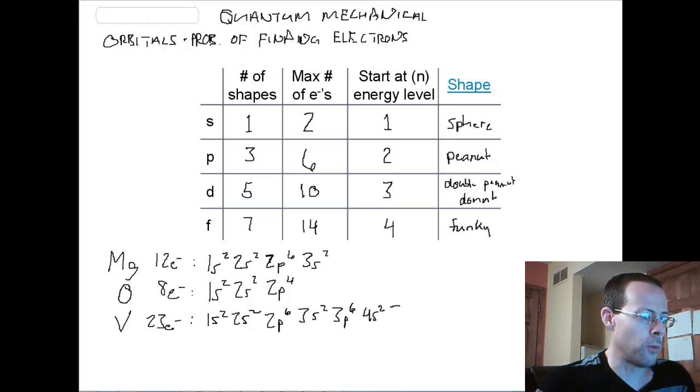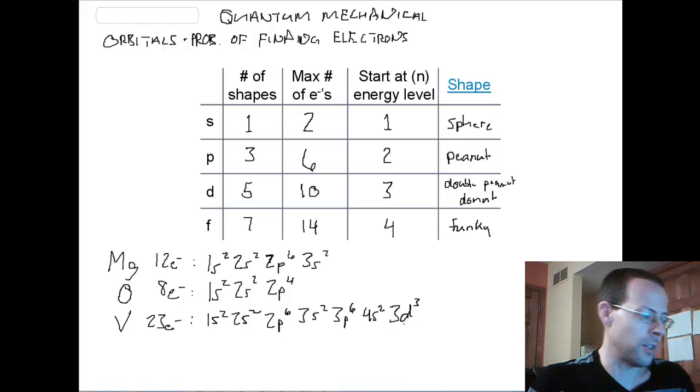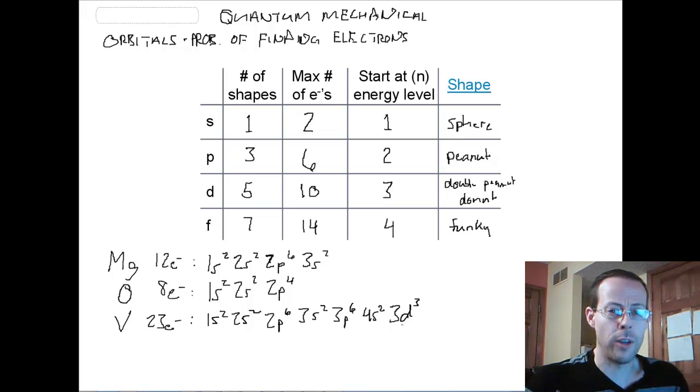But instead of going to 4 premium, we now fill up the third deluxe. Now we're going to fill this with 3 people. So vanadium's is 1s2, 2s2, 2p6, 3s2, 3p6, 4s2, 3d3. And that is the way electron configurations work.